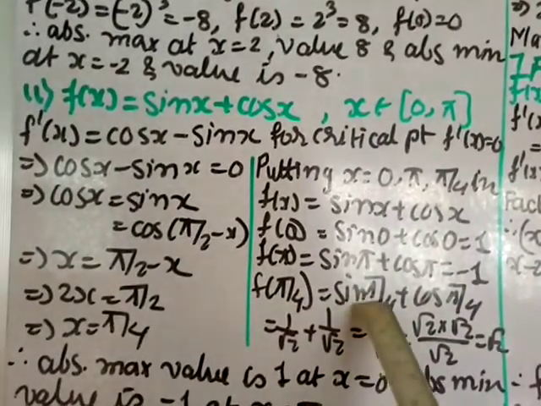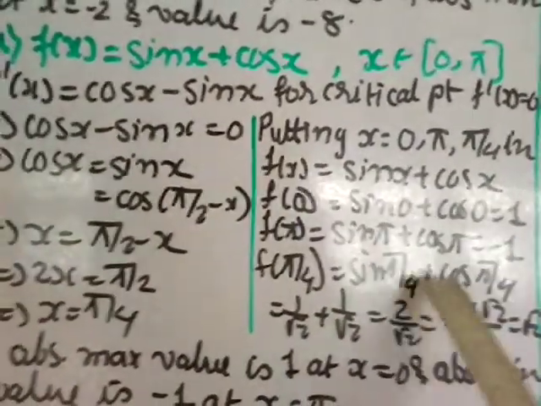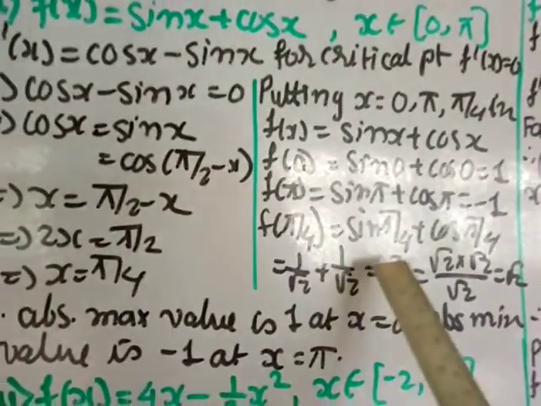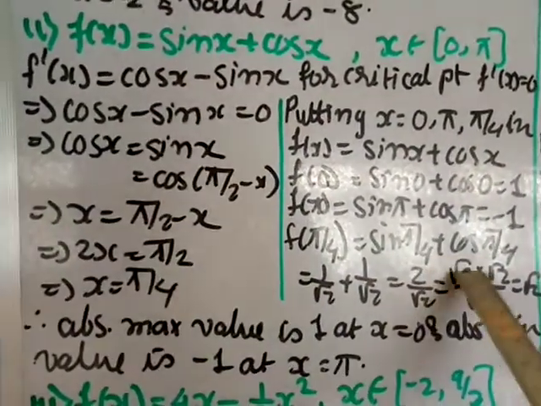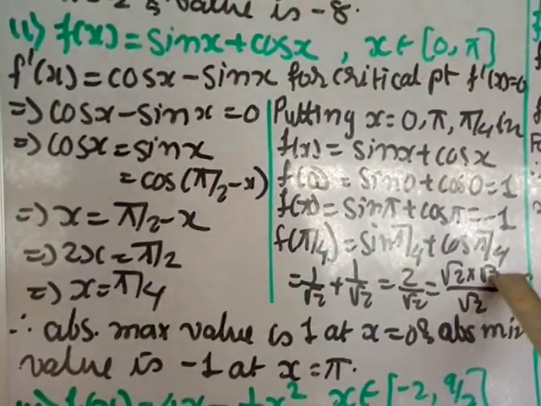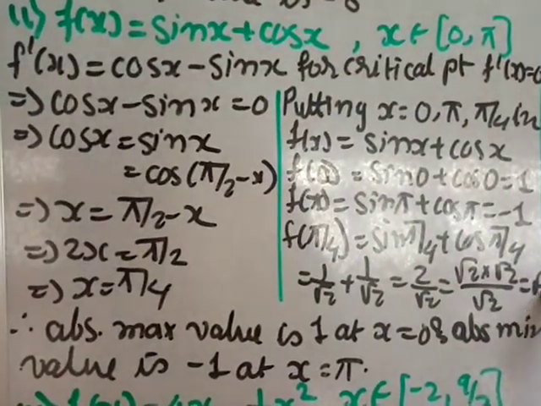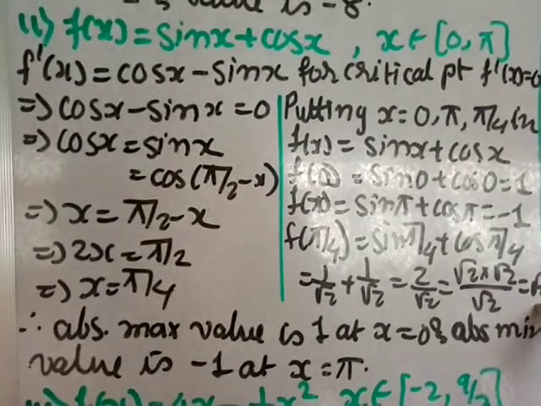Then put pi by 4. So sin pi by 4 plus cos pi by 4. Sin pi by 4 is 1 by root 2. Cos pi by 4 is 1 by root 2. 1 plus 1 is 2 by root 2. This 2 can be written as root 2 into root 2. Divide by root 2, the root 2 cancels. So the root 2 value is 1.414.